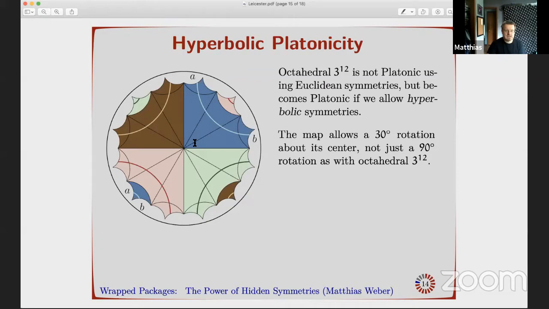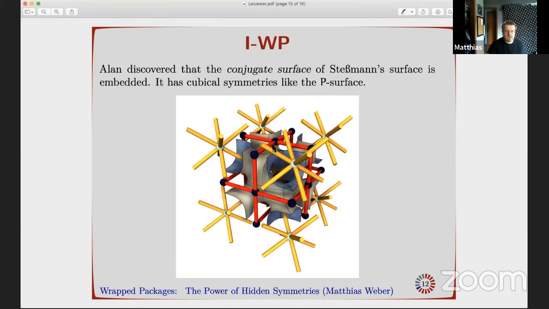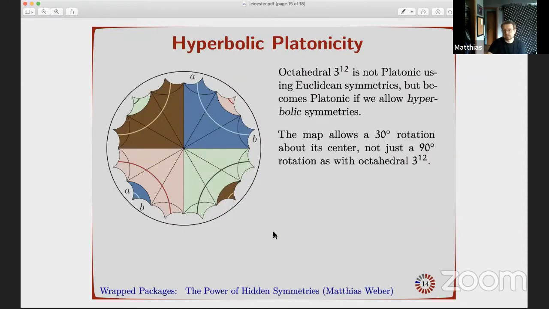And this is related to the rotation you would see here, which goes about the center of the top face. If you take a cube, you can rotate the cube by 90 degrees, but you cannot rotate it by just 30 degrees. But the surface as an abstract surface with conformal automorphisms is more symmetric. There's a 30 degree rotation about the vertical axis that takes the surface to itself, even though we cannot see it with our restricted Euclidean eyes.